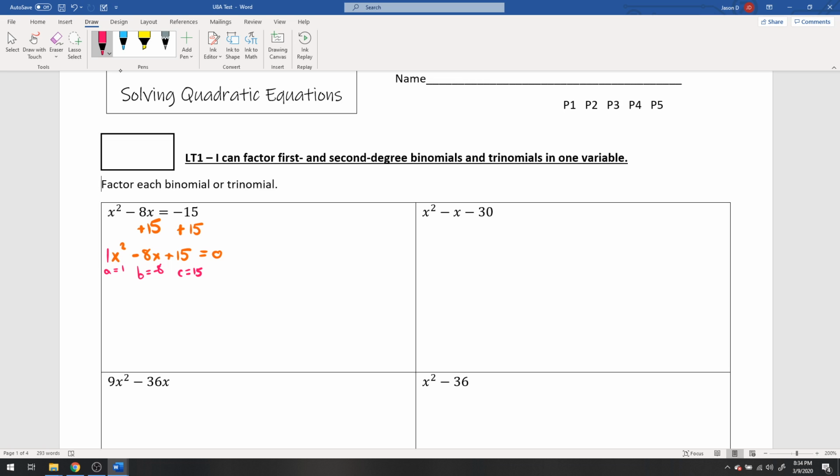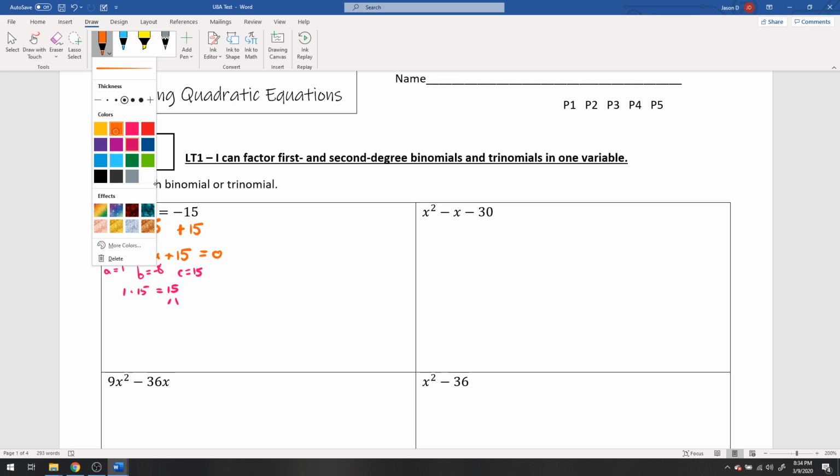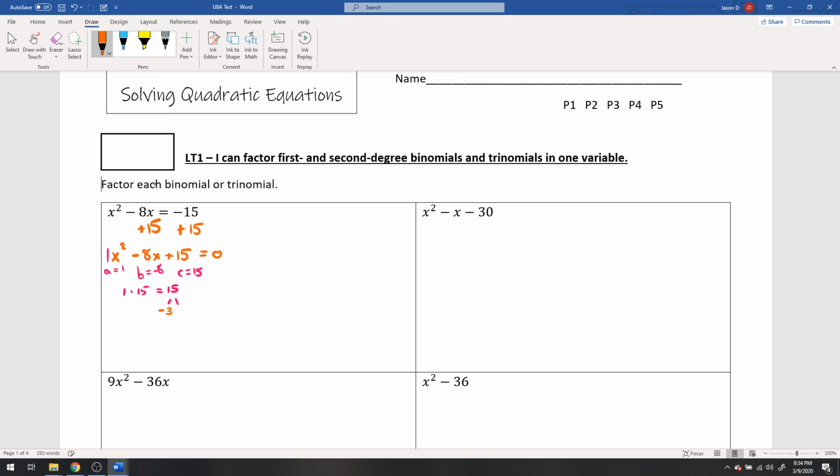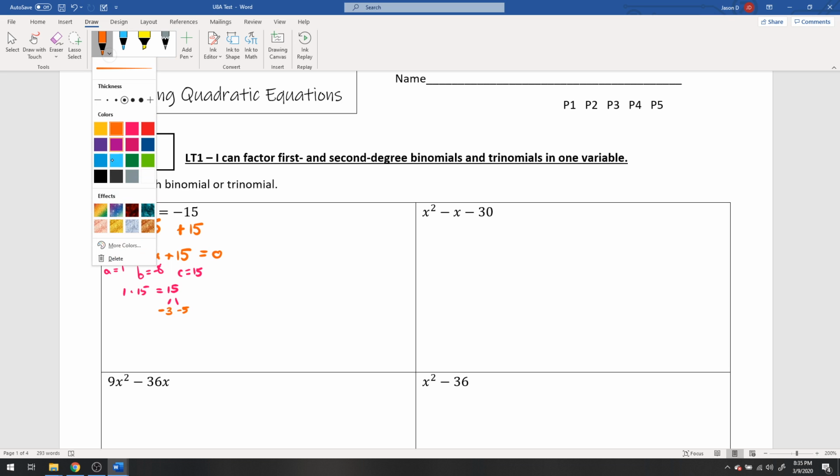A times c is 1 times 15, giving us 15. We've got to find the two factors of that also add up to negative 8. I'm going to choose negative 3 and negative 5 because they together add up to negative 8, and they also multiply to make 15. I'm going to take a moment here to rewrite the original equation considering this split.